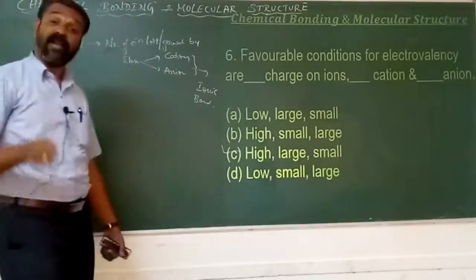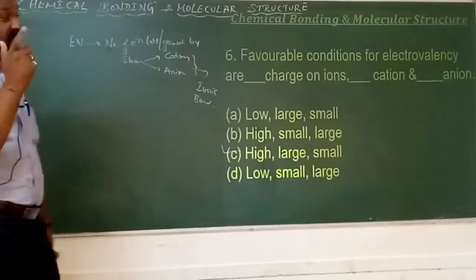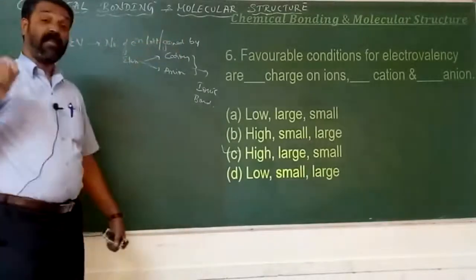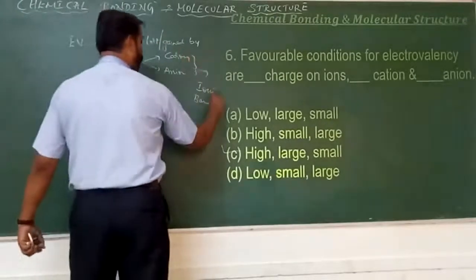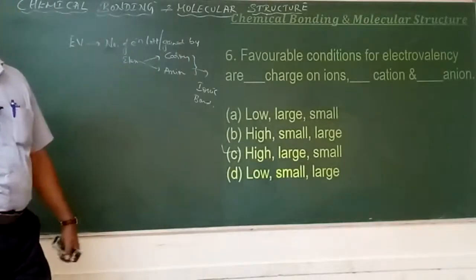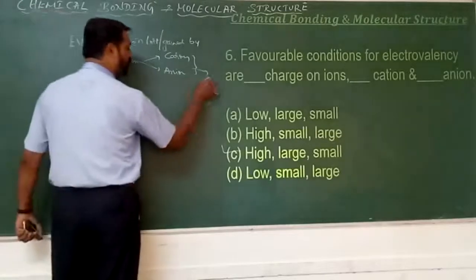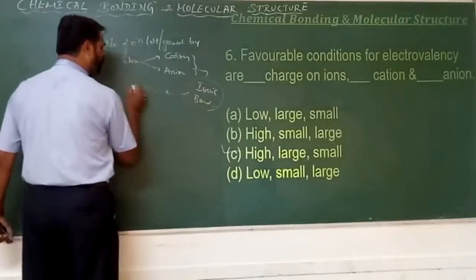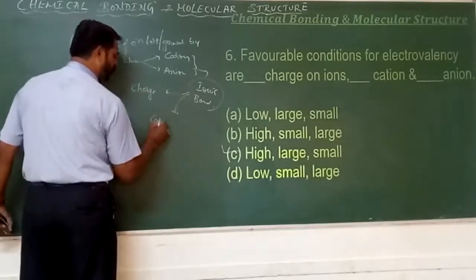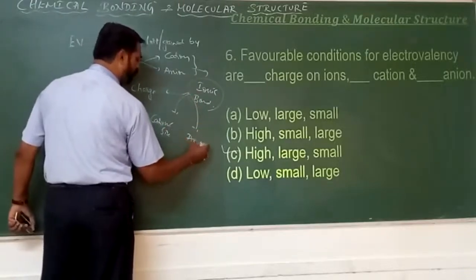Number of electrons that has been shared in forming the covalent bond is called as covalency. Number of electrons lost as well as gained in forming the respective cation and anion is called as electrovalency, and that is involved in the formation of the electrovalent bond. Electrovalent bond is also called as ionic bond. Okay, now, what are the various conditions we have discussed here? It should have the charge. It should have the size of the cation. And we should have the size of the anion.